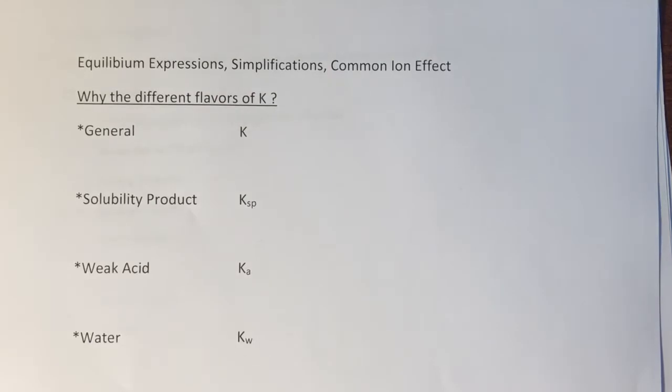Hi, I want to continue on with equilibrium expressions, in particular talk about three things. One would be why there are different kinds of K's that we talk about. We talk about K in a general sense. The book writes it as K subscript c. Also talks about Ka's and Kw's, and I like to talk about something called Ksp's.